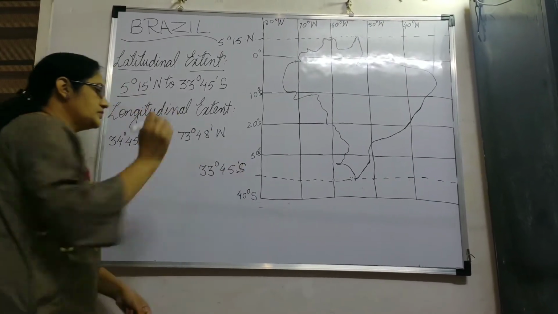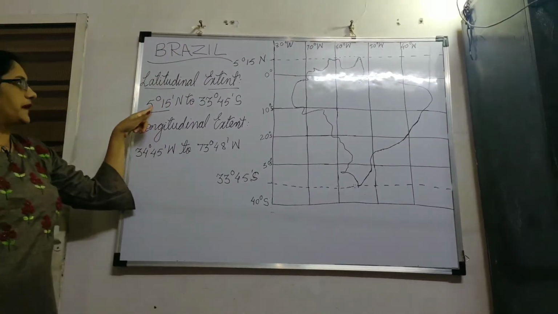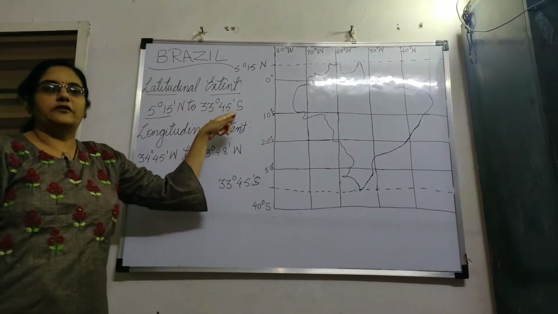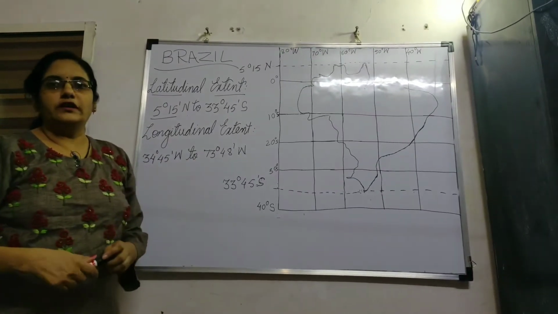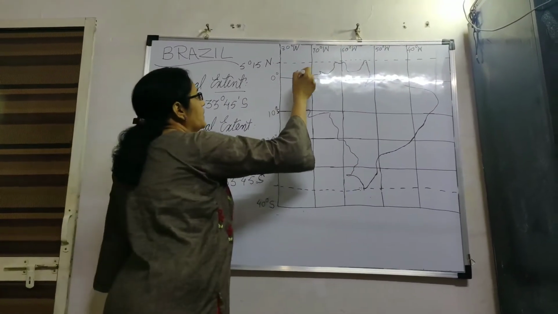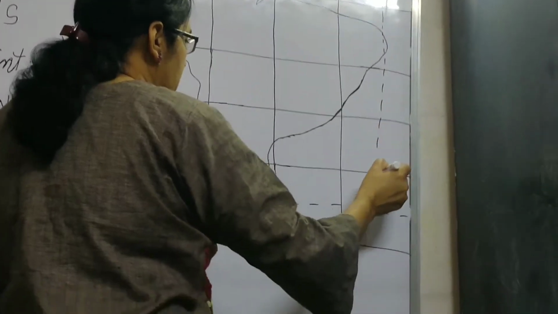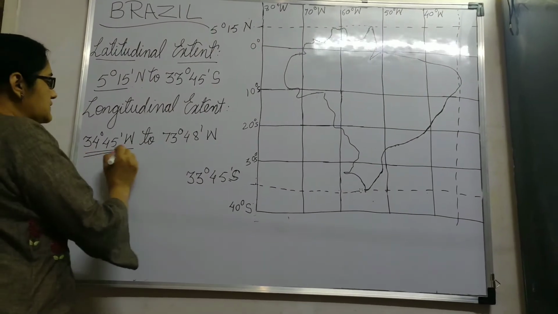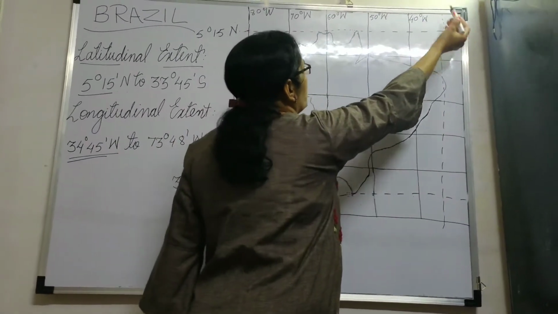Understood? Thus I can read the latitudinal extent of Brazil as 5 degree 15 minutes north to 33 degree 45 minutes south. Next comes longitudinal extent. For longitudinal extent, we have to repeat the same procedure but in this way. To find the starting point, let us plot a dotted line, and after plotting it, I come to know that it begins from 34 degree 45 minutes because it lies before 40 degree.